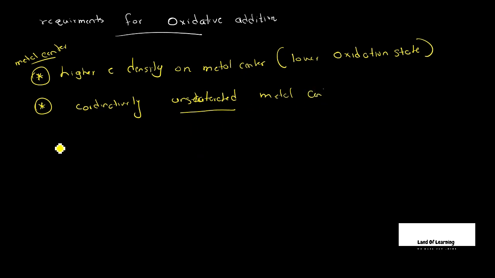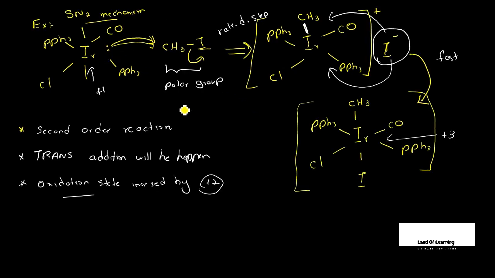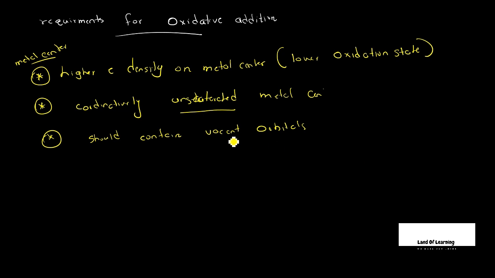Okay, the next requirement is that our metal center should have appropriate vacant orbitals, because a bond is going to be formed. So in order to form a bond, there should be a vacant orbital. Basically it refers to the previous point too, but there's a slight difference.